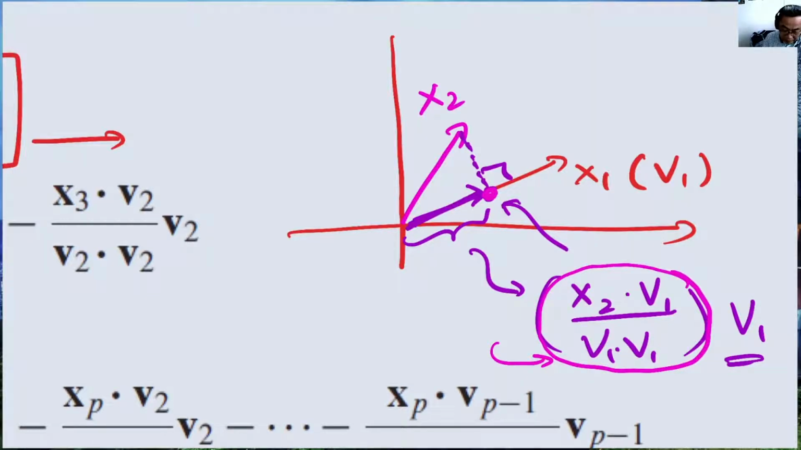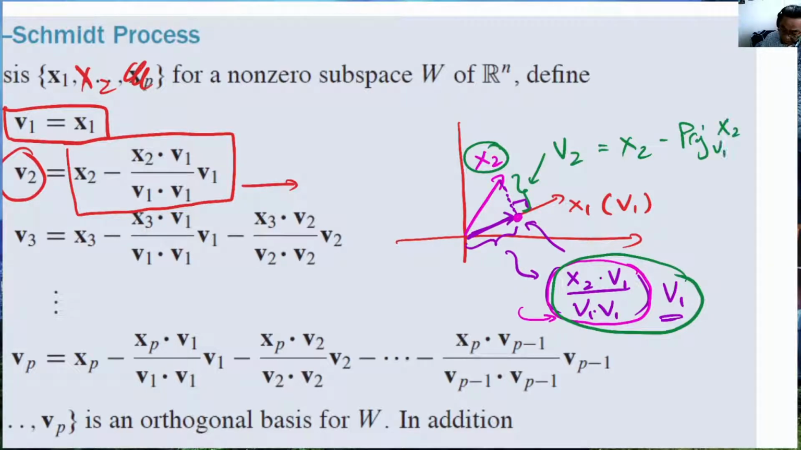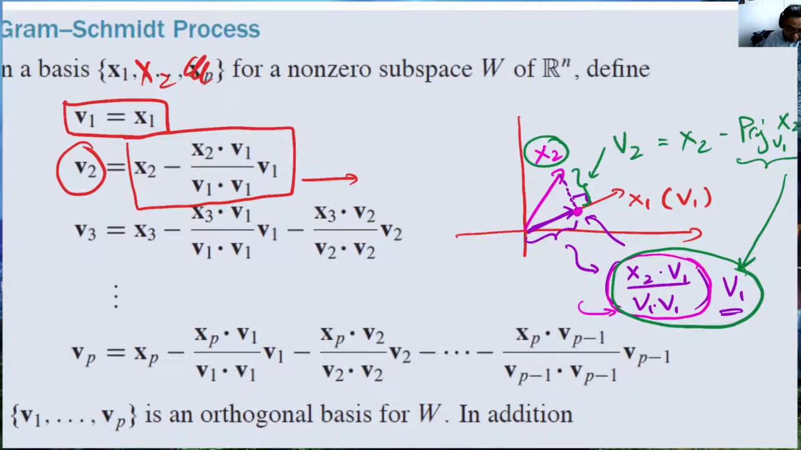Now, if this is the closest point to x2, this is the residual, and we let this residual be V2. So V2 is equal to x2 minus the projection of x2 on V1. And this term is here, and we get the second equation.